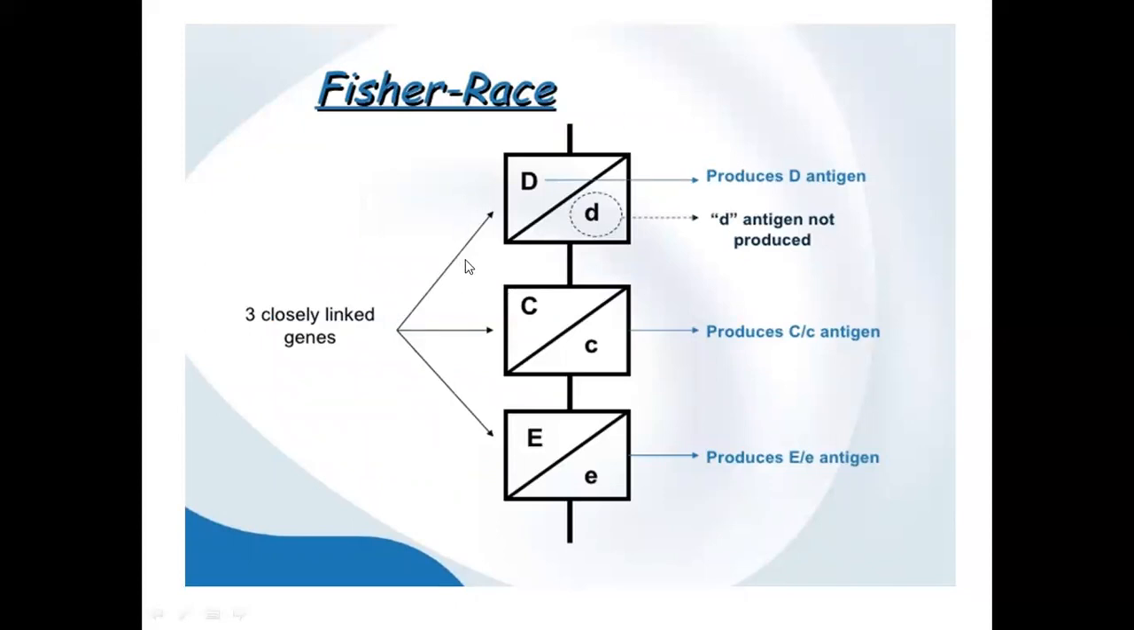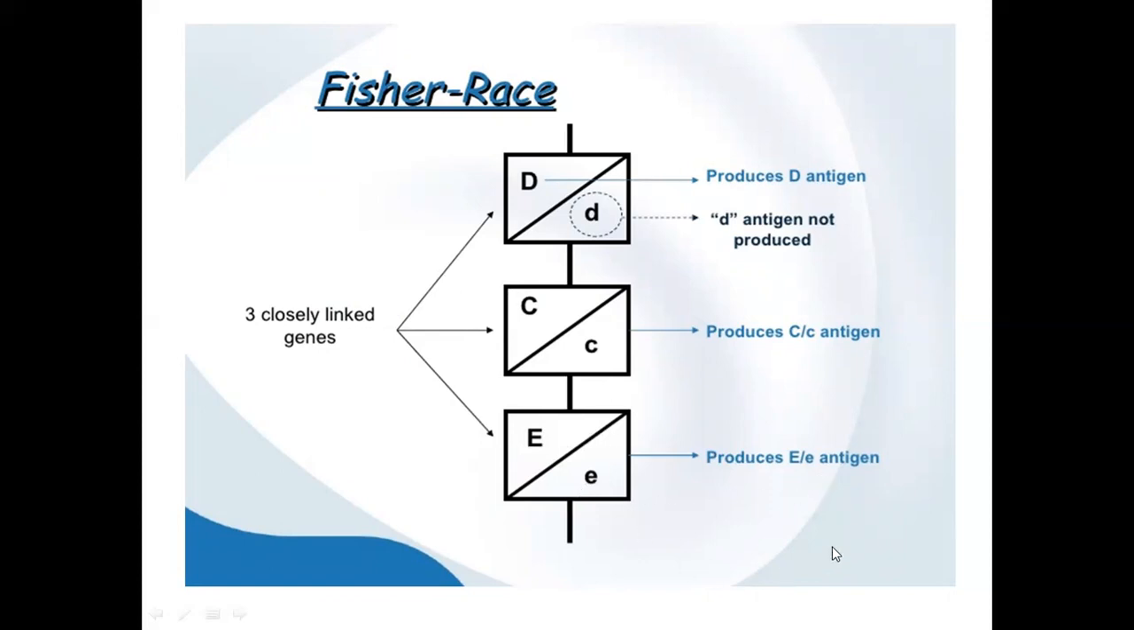This is an illustration of the gene coding for Fisher-Race. The uppercase D gene produces the D antigen, while the lowercase d gene means you have the absence of the D antigen. The uppercase C gene codes for the uppercase C antigen, and the lowercase c gene codes for the lowercase c antigen. The uppercase E gene codes for the uppercase E antigen, and the lowercase e gene codes for the lowercase e antigen.